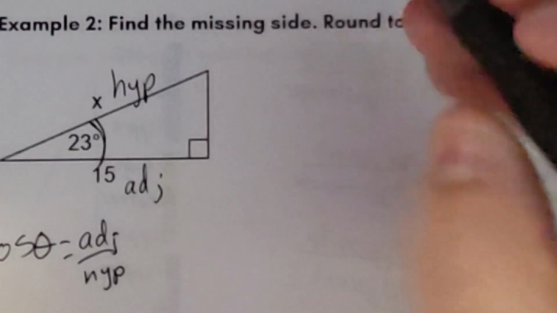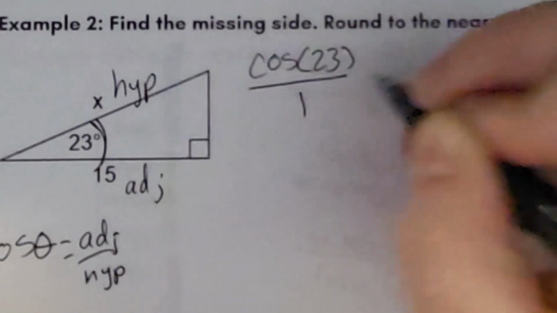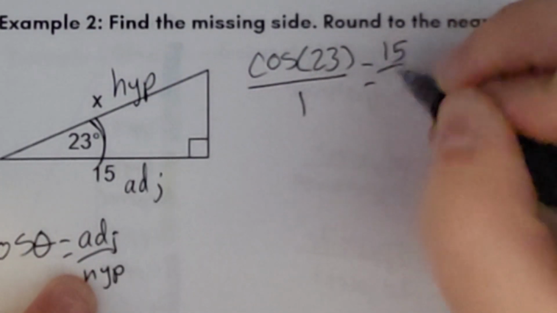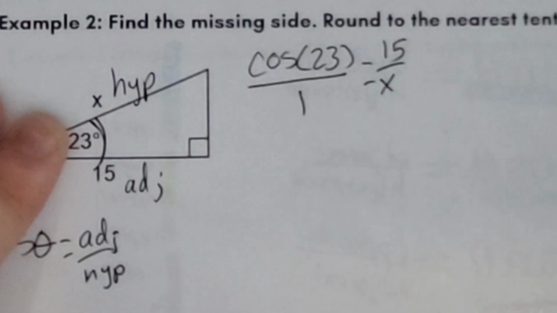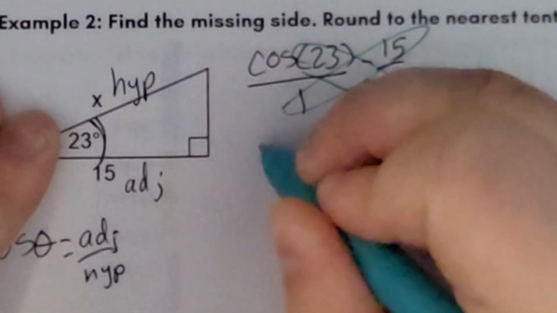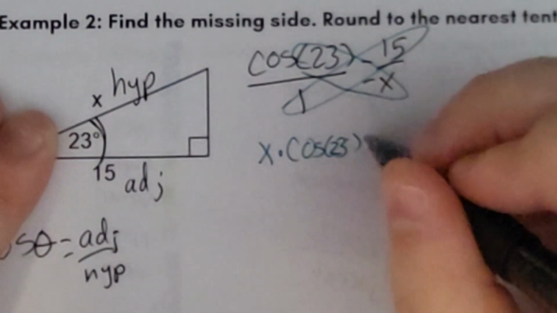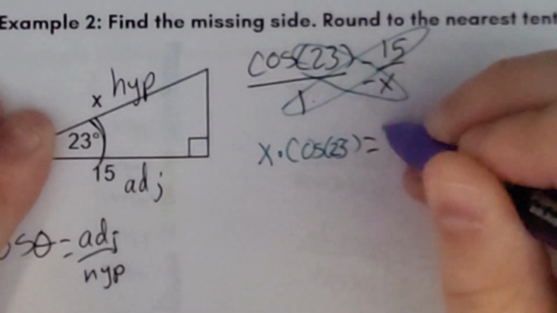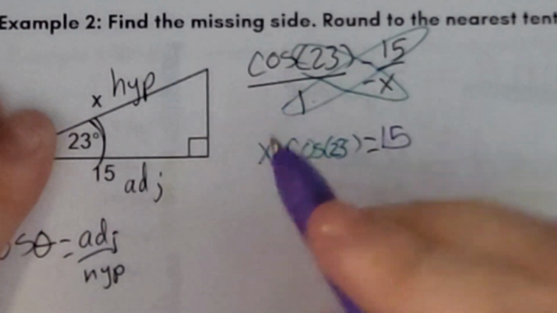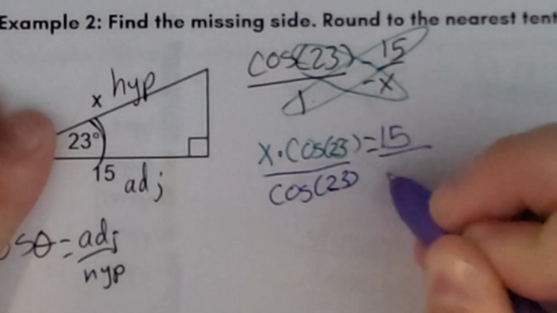So now I'm going to set that up. Cosine of 23 degrees, and I'm just going to put that over 1 right now. That equals the adjacent, which is 15, divided by our hypotenuse, which is x. And then solve just like we did the previous problem. So now we have x times cosine of 23 equals 1 times 15, which is just 15. Just like before, we can divide by cosine of 23 on both sides.